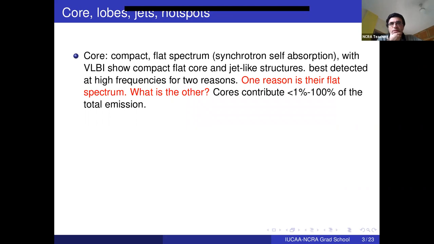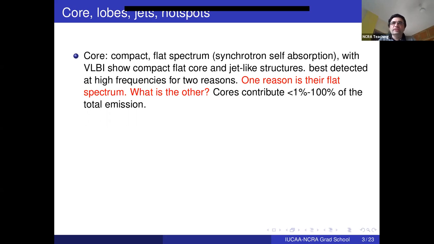So what are the properties of the core in the radio? The core is usually compact. What does one mean by compact? It means it is unresolved at the typical resolution of high resolution radio interferometers, like the GMRT or the VLA. So the core is typically smaller than 0.1 arc seconds in size. We call it a compact source. At the typical distances of radio galaxies, that corresponds to about a kiloparsec or a little bit less than that in physical size.